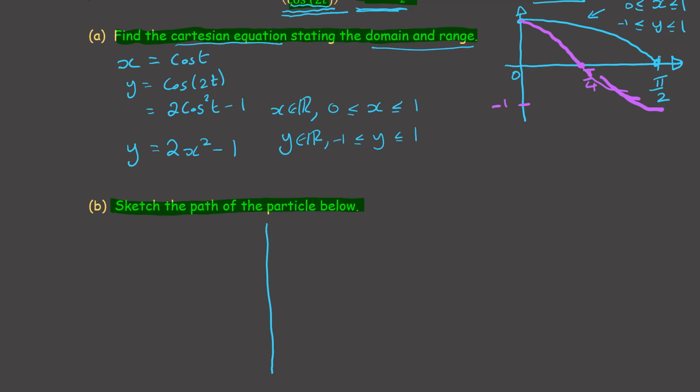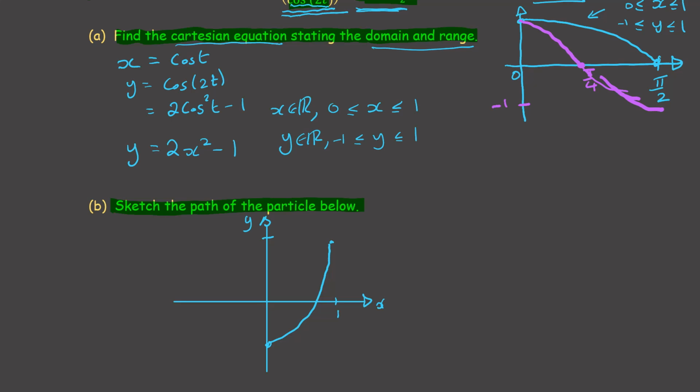So if we now sketch 2x squared take away 1, making sure we're in the correct domain, when x is 0, it's going to be -1. When x is 1, it's going to be 1: 2 times 1 squared take away 1. And we know what a quadratic looks like, so it's going to go something like that.